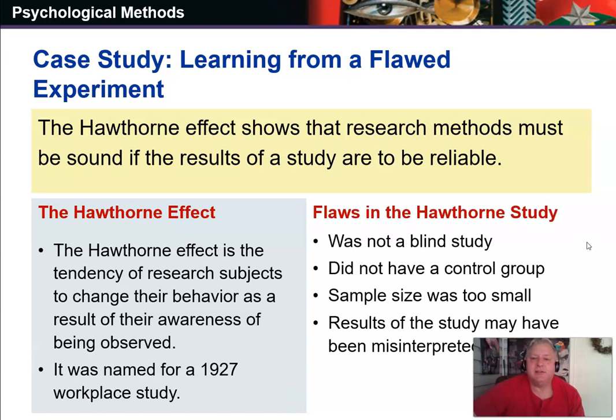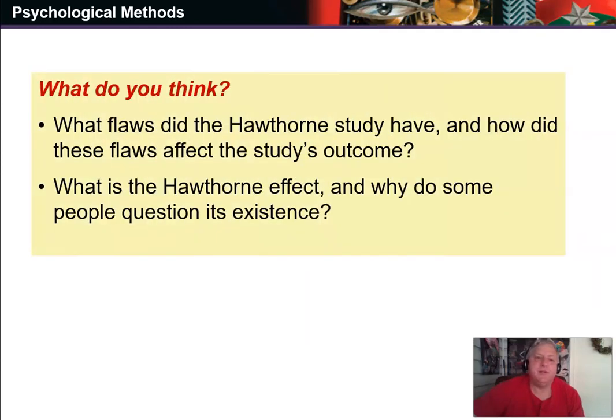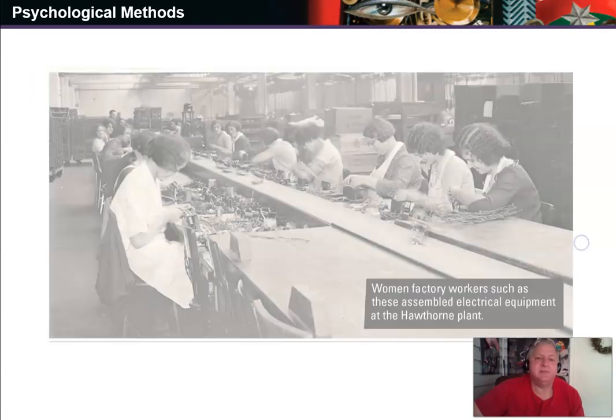Flaws of the Hawthorne study: it was not a blind study. It did not have a control group, and the sample size was too small. Results of the study may have been misinterpreted. What flaws did the Hawthorne study have? And how did these flaws affect the study's outcome? The Hawthorne Effect, and why do some people question its existence?